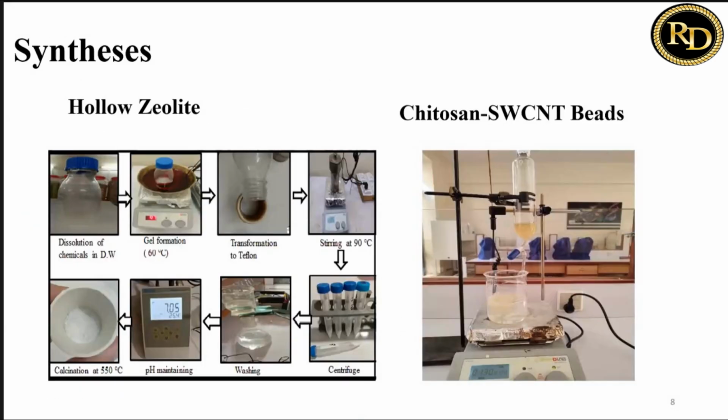This is the summary of the synthesis process. For hollow zeolite synthesis, we use the hydrothermal synthesis process. The hydrothermal process first converts the material into sheet form, and then with pressure and temperature, it rolls the sheets into the form of balls. So this technique, at elevated temperature and pressure, was used to develop the hollow zeolite. Chitosan beads were generated by the hydrolysis of Chitosan.